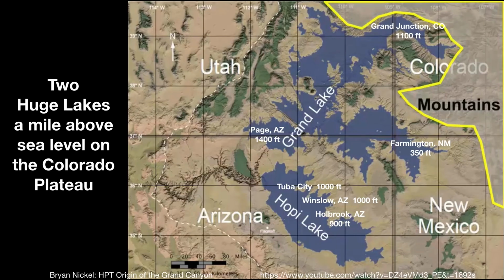Okay, and this is just going to be a cliff notes of my talk. We're just going to fly through it, and then we're going to do some scuba diving later. But this is just a speedboat across the top. Okay, the key to Grand Canyon is you got 2 huge lakes a mile above sea level on the Colorado Plateau. These things are massive.